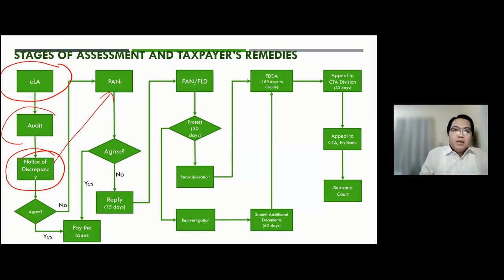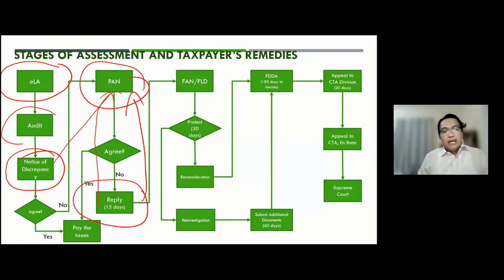Okay? Upon the receipt of the PAN, the taxpayer has 15 days to file a reply. Take note, class. The issuance of the PAN is mandatory, but filing a reply to the PAN is optional. Okay? Hindi mandatory ang pagpa-file ng reply. Ang mandatory, mag-issue ang BIR ng PAN. Okay? Ang taxpayer may or may not file a reply. Kasi kung hindi magpa-file ng reply ang taxpayer, the taxpayer is considered in default.